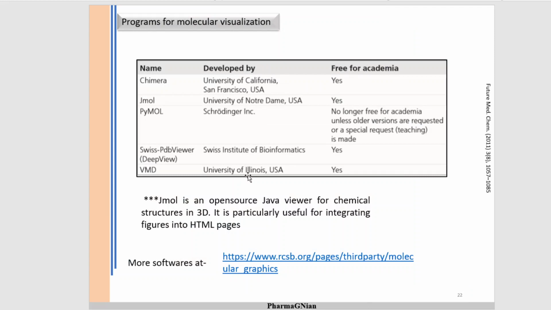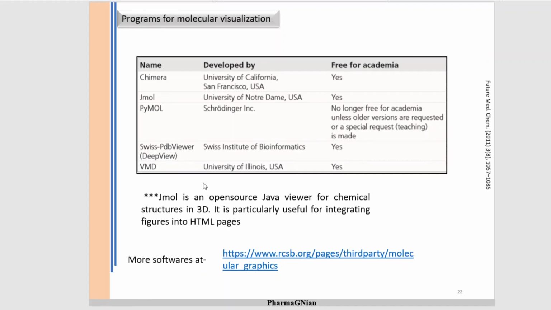Next is the molecular visualization process. You can visualize your molecule in 3D format, how it will look and what the conformations are. These are the softwares used for molecular visualization: Chimera, Jmol, PyMOL. You should remember these. Here I am just giving an overview of computer aided drug design, not in detail. Remember that.